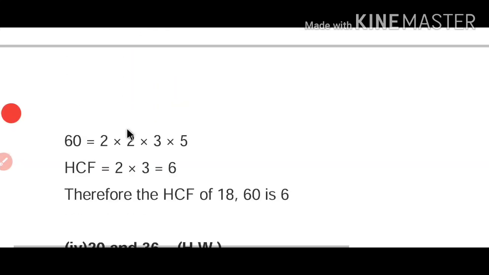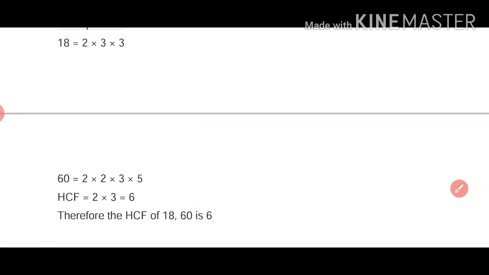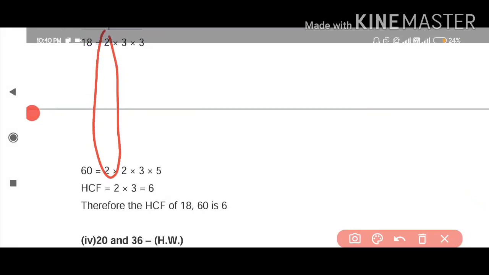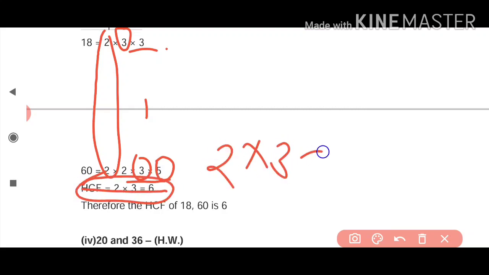Now we have to see the common factors here. Which are the common factors? 2 is in both, and 3 is also in both 18 and 60. Then you can see here another 3 is given in 18, but there is no other 3 in 60, and here 5 is given, but 5 is not in 18. It means the common numbers are only 2 and 3. So the highest common factor is 2 multiply 3, which is equal to 6. Therefore we can say that the highest common factor of 18 and 60 is 6.